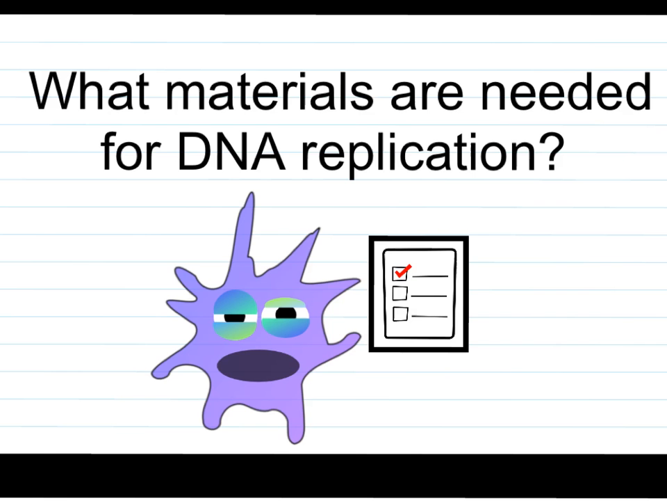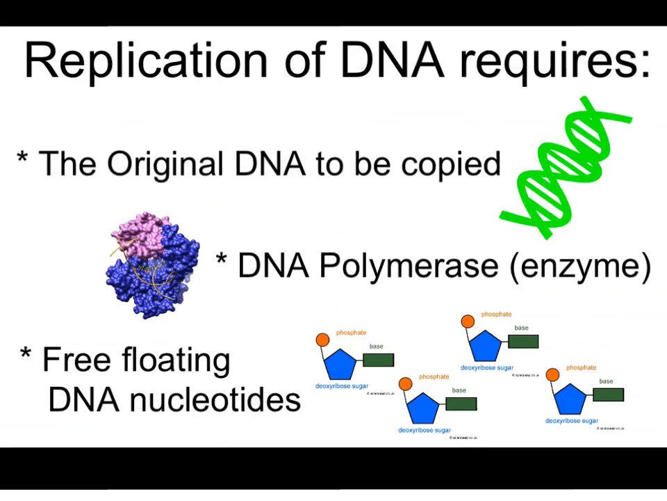All right, what does a cell need in order to copy its DNA? Well, it needs three things. To replicate DNA, the nucleus of the cell must have each of these three items: the original strand to be copied. This will serve as the template for the new strands. It will also need the enzyme DNA polymerase, which orchestrates the whole process of replication. And finally, it needs free-floating DNA nucleotides of every variety, A's, G's, T's, and C's, in order to build the new sides of each of the DNA molecules.